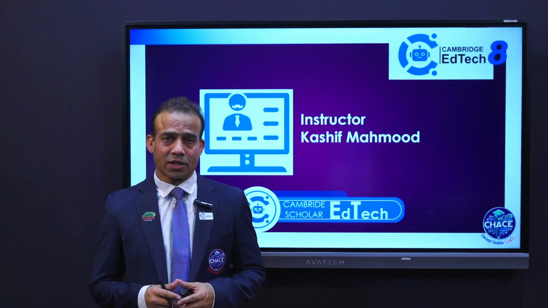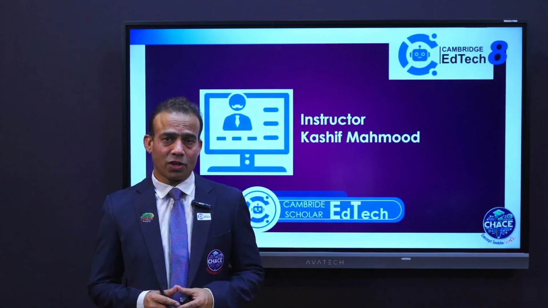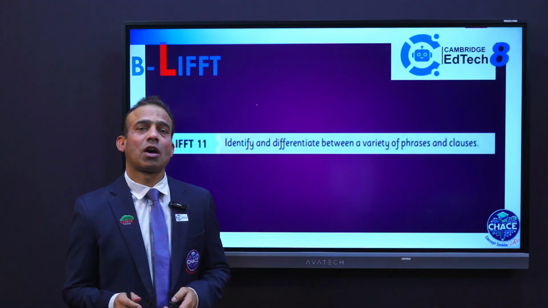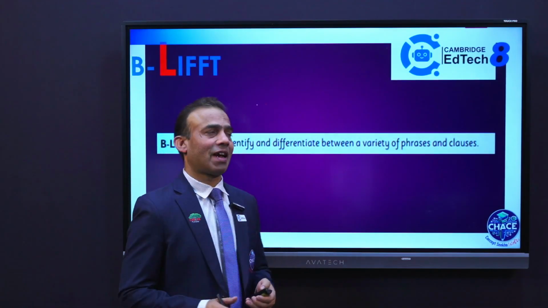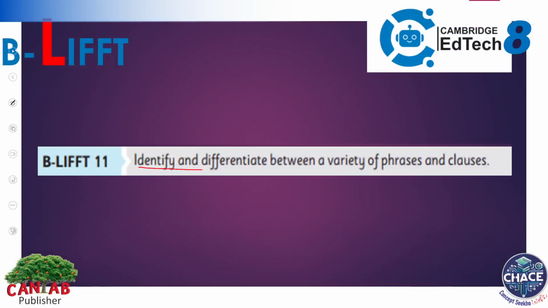We have started unit number 2 and now we have reached B lift number 11. Now, look at B lift number 11: identify and differentiate between a variety of phrases and clauses. It means identification of phrases and clauses.